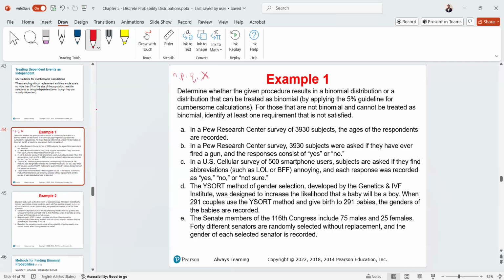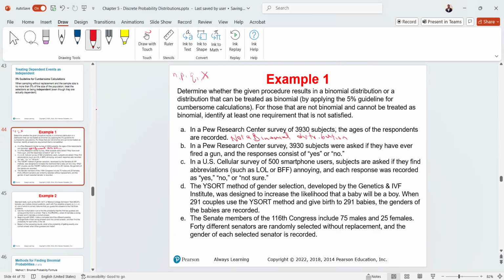In a Pew Research Center survey, 3,930 subjects, the ages of the respondents are recorded. So, you know, the age, they don't give you any information for you to see two categories as success and failure, because they don't tell you which one it is. That's not a binomial distribution.